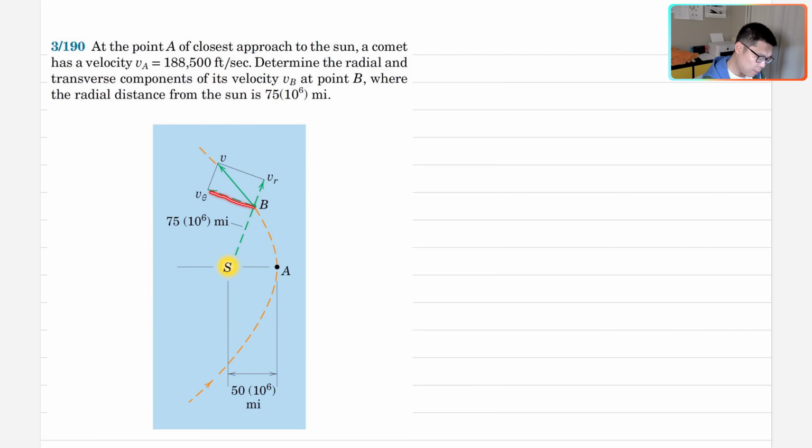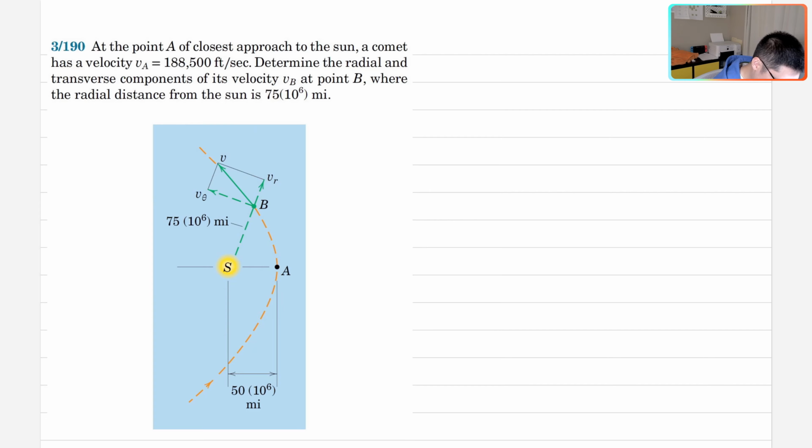And V theta, on the other hand, has a moment arm, and will be creating an angular momentum with respect to the center. Remember, as we saw in other examples, only the vertical component, in this case V theta, will be creating the angular momentum with respect to the sun, and that angular momentum is being conserved.